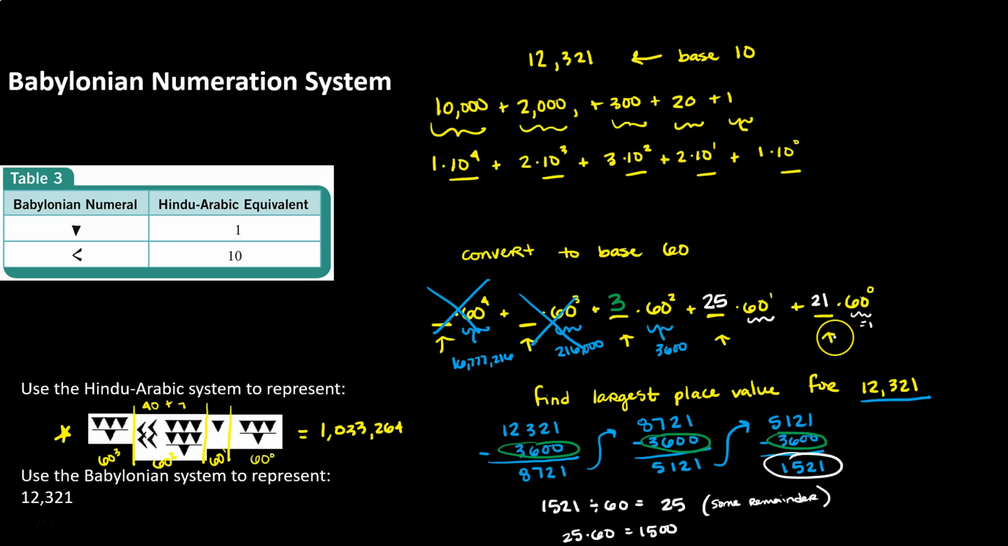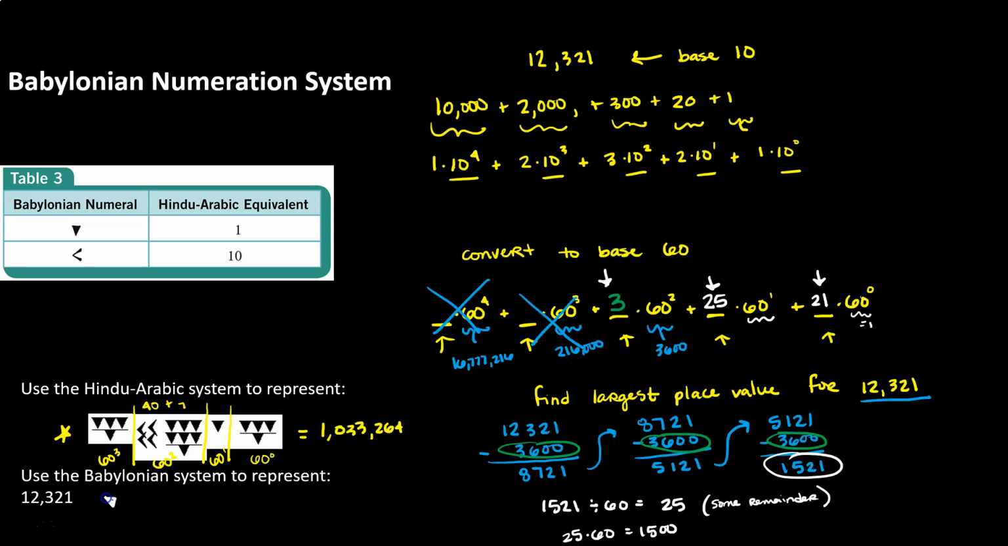And if you're not comfortable with that, we can double check it. Try multiplying 3 times 60 squared plus 25 times 60 plus 21, and you'll get our original number back, 12,321. Now this is an intermediate step because we're still not in the Babylonian numerals. To do that, we would need to convert our digits, the 3, the 25, and the 21, into Babylonian numerals. So let's do that.